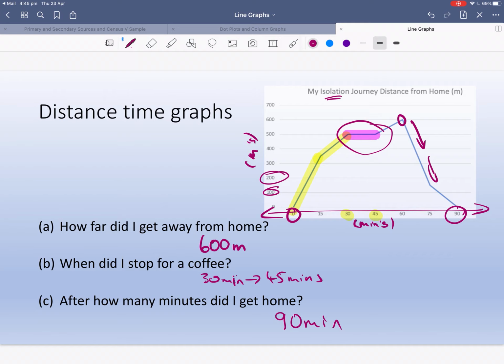All right, and that's a distance time graph. Hopefully that makes sense. Anyway, that's line graphs.